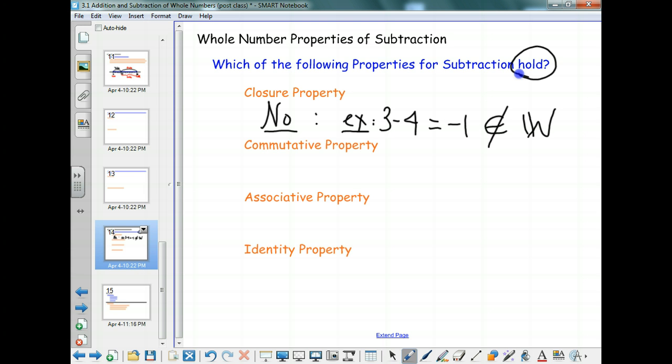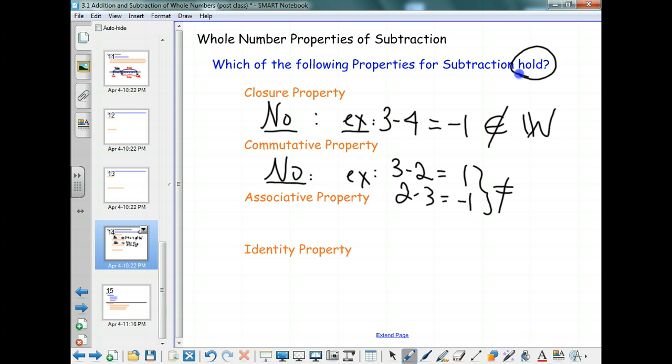What was the commutative property? Where you flip the order, right? Okay, so if you flip the order, will that hold? No. Can you give me an example? 3 minus 2, 2 minus 3. So 3 minus 2 is 1, 2 minus 3 is -1, and these are not equal, right? So if I switch the order, if I commute things, subtraction, not going to work.